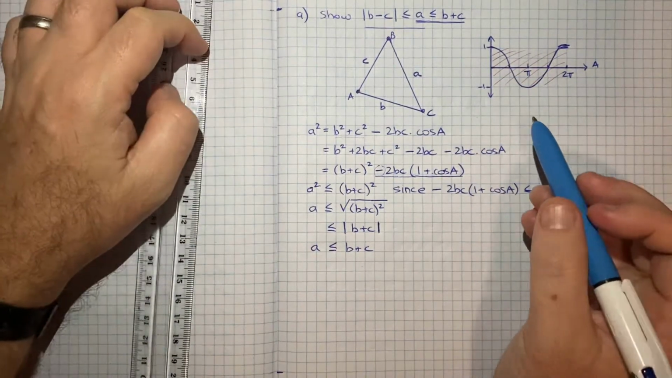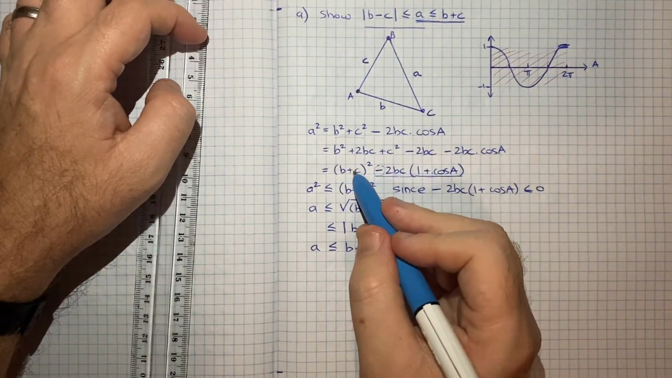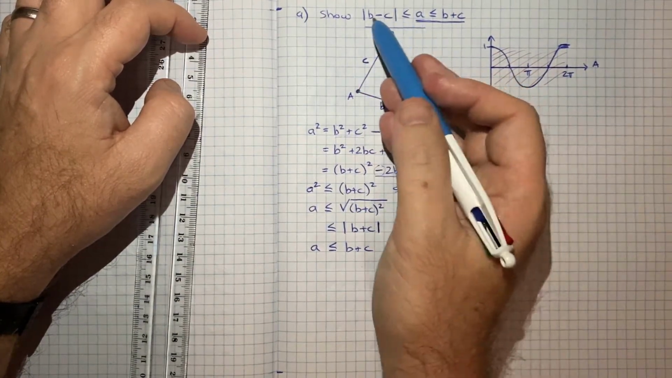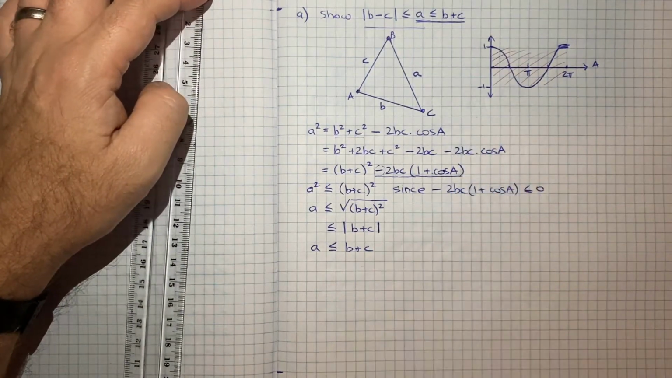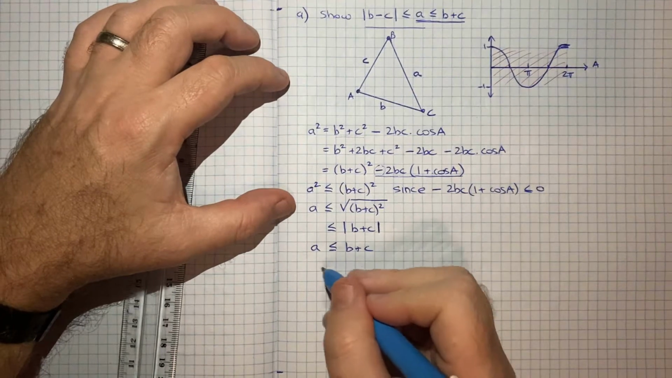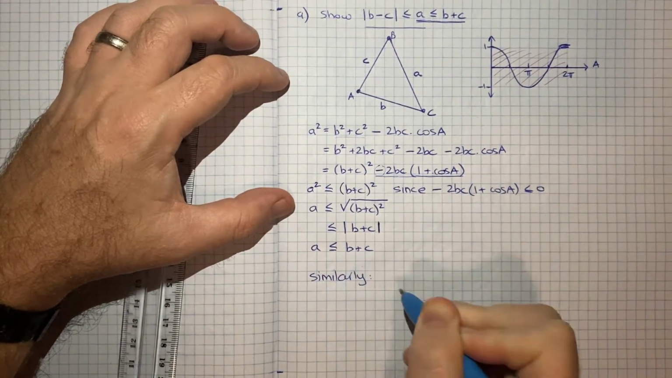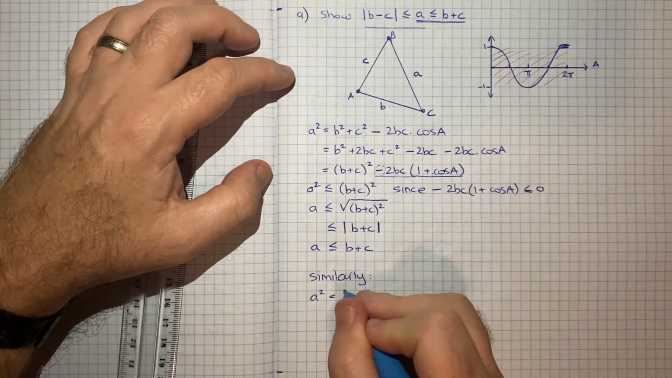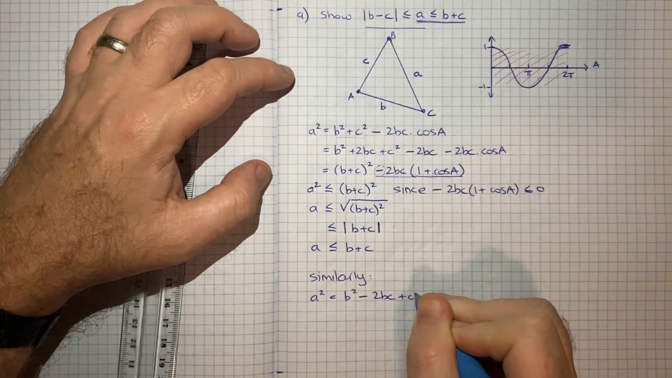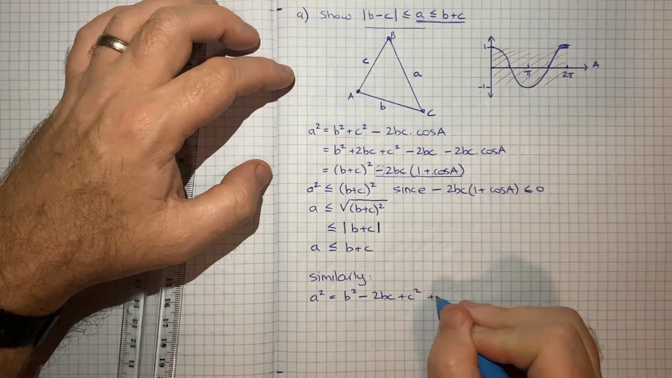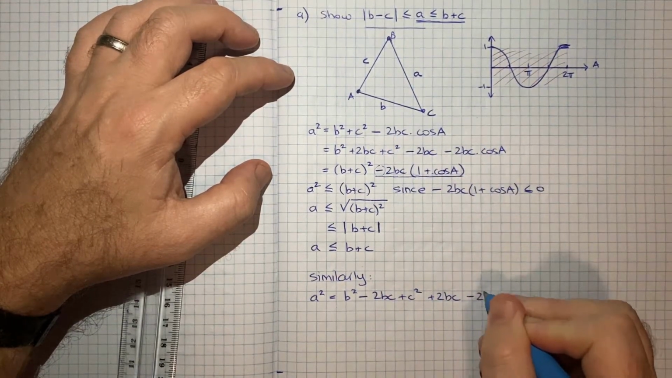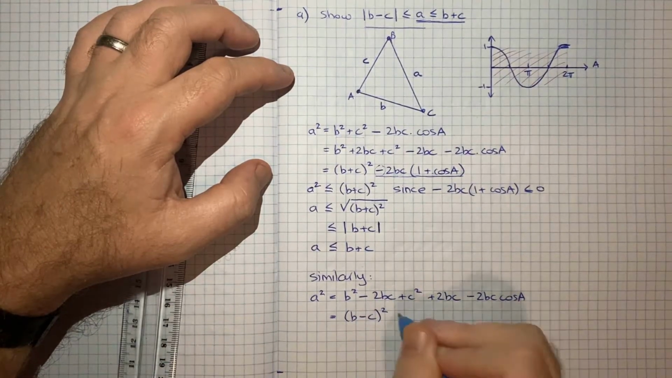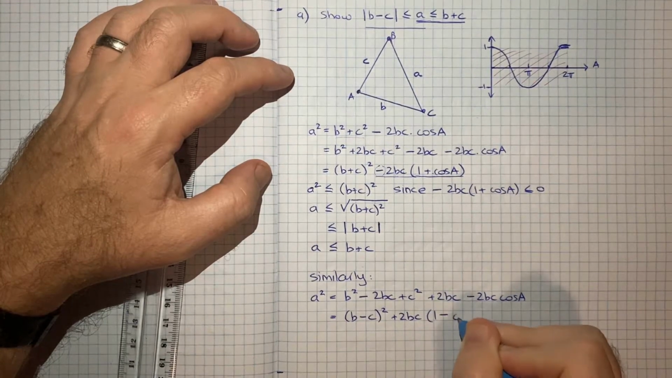And I think we're effectively going to do the same thing, but instead of (b plus c) squared, we'll go for (b minus c) squared, so that we can do the same thing and hopefully end up with this part of the inequality. So maybe there's enough room if I say similarly, we'll have a squared equals, and instead of b squared plus 2bc, I'm going to say b squared minus 2bc plus c squared. Now if I'm going to minus 2bc, I'll then plus 2bc, and then we've got our minus 2bc cos A at the end. So that we can get to (b minus c) squared plus 2bc(1 minus cos A).